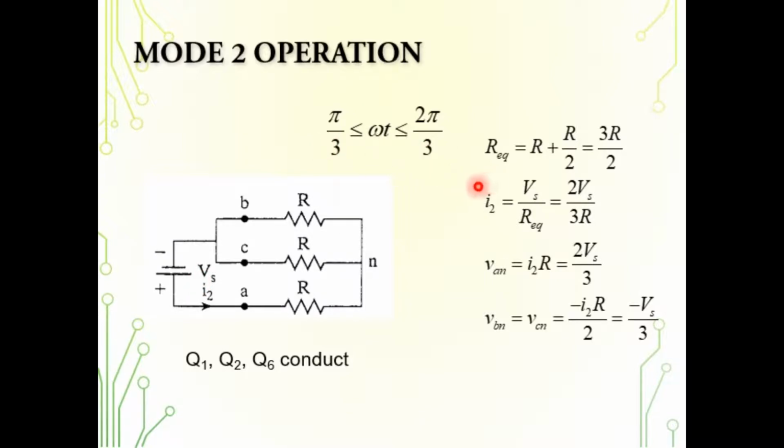So R equivalent will be R by 2 from the two resistances in parallel, plus R in series, which will be 3R by 2. Since the current I2 is equal to 2 Vs by 3R, and A is connected to positive, it becomes I2 into R. Terminals B and C are connected to negative, so it is minus the current into the equivalent resistance, which is R by 2. Accordingly, we get VAN as 2 Vs by 3, and VBN and VCN as minus Vs by 3.